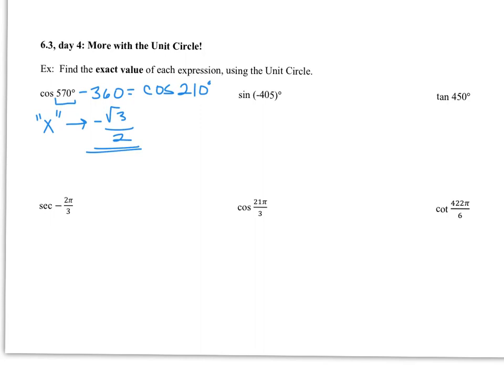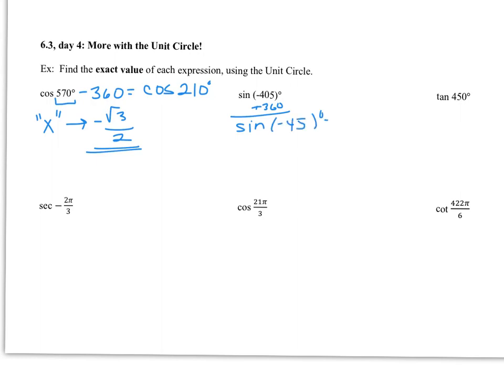Try the next one, sine at negative 405. Can you determine where that is? So take a moment and try to find that. Where would negative 405 put you? If you loop all the way around, if we add 360 to that, we know we'd still have to go to negative 45.